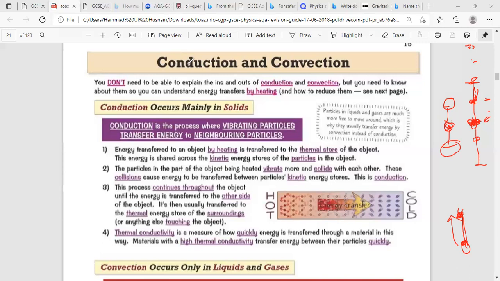So this is the concept of thermal conductivity. What is thermal conductivity? It is a measure of how quickly energy can be transferred through a material. Materials with a high thermal conductivity transfer energy between their particles quickly. So what I want you to learn is that in materials with high thermal conductivity, heat can pass through them very easily and very quickly. I hope it is clear to you what thermal conductivity means.